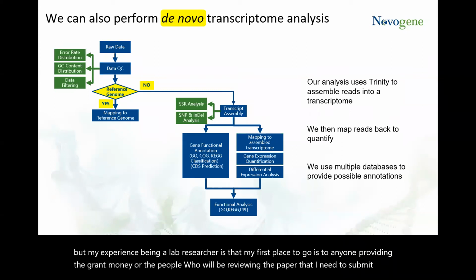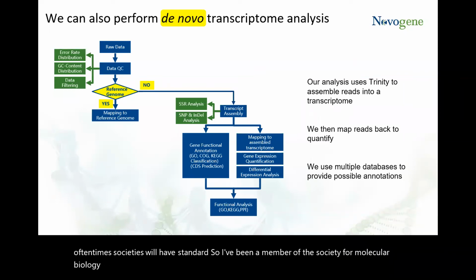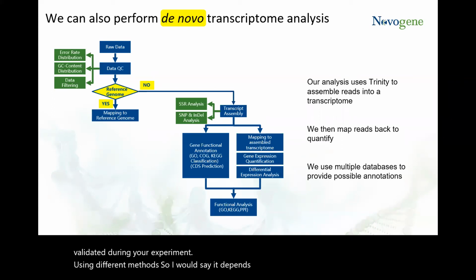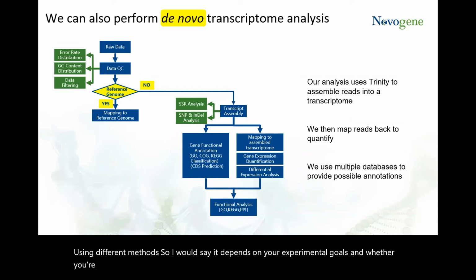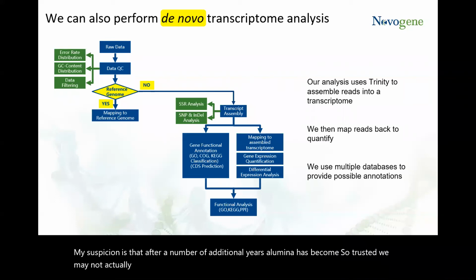Oftentimes, societies will have standards. So I've been a member of the Society for Molecular Biology and Evolution here in the US. They actually have standards for what needs to be validated during your experiment using different methods. So I would say it depends on your experimental goals and whether you're in a situation where you're publishing for the public or if you're using it for in-house material. My suspicion is that after a number of additional years, Illumina has become so trusted, we may not actually see as many people needing to have this extensive validation, but qPCR can reassure many of our fellow scientists.